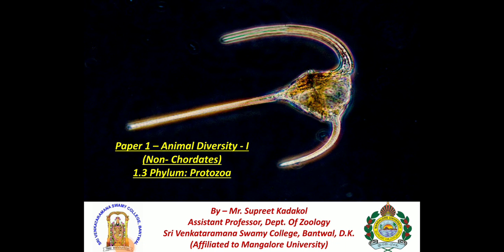In this session, we are going to discuss the phylum Protozoa of paper 1, animal diversity, that is non-chordates. We have already discussed the general characteristics of Protozoa. So in this session, we will mainly concentrate on the classification of Protozoans belonging to different subphyla, and up to their classes.